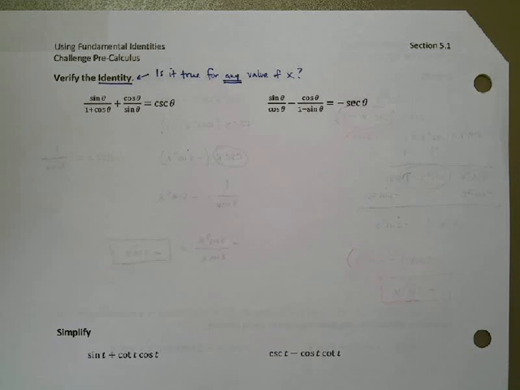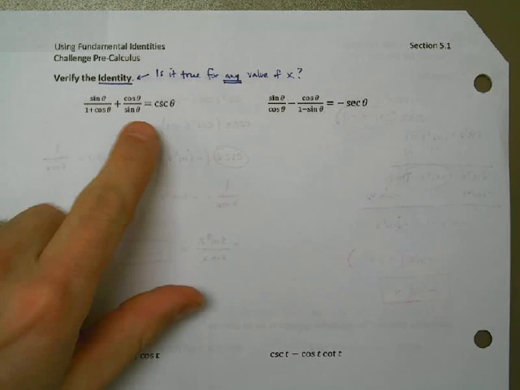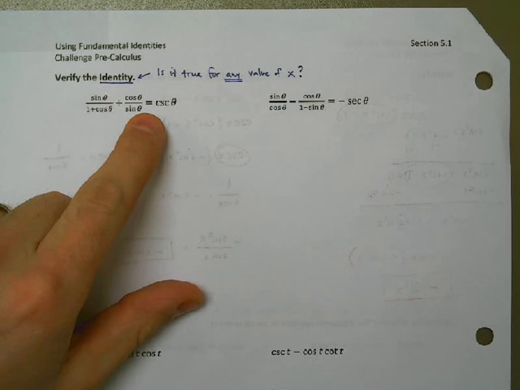In this video, I'm going to be verifying an identity. And what that really means is this. An identity is an equation, so it involves an equal sign. It's an equation that is true for any value. I put an x here. Really, I should be saying for any value of theta. No matter what angle we choose, is this stuff on the left the same thing as the stuff on the right?